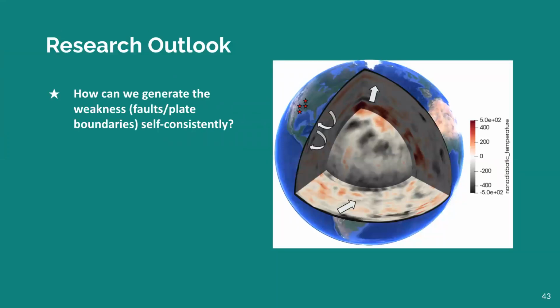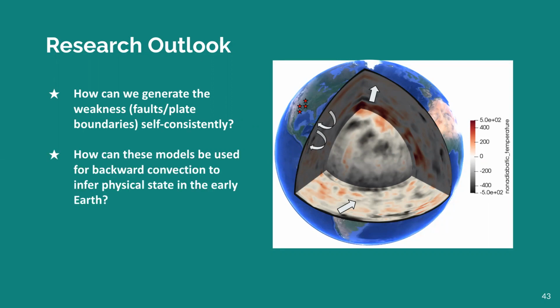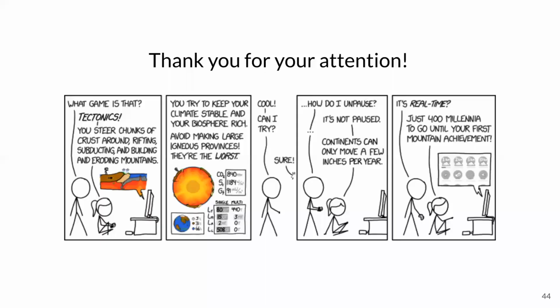there are still some questions which we don't know, like how can we generate the fault weaknesses consistently? For our models, we have to prescribe the fault and generate plate-like deformation. But ideally, we would want to generate them self-consistently in a time-dependent manner. And how can we use these models, which are consistent with the present-day observations, and go back in time to infer the past physical state of the Earth? And lastly, how can we integrate these regional and global tomography models into one single model? That concludes my talk, and thank you for your attention.